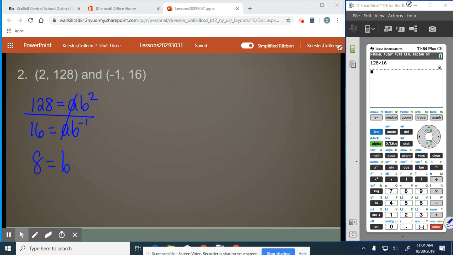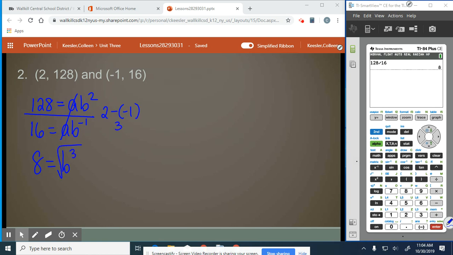And we are left with b to some power. Now, this is where it gets a little tricky because we're subtracting here, but we're subtracting a negative. Remember, when you subtract a negative, it makes it like addition. So this is 2 minus -1, which becomes 3. So it's b to the third.